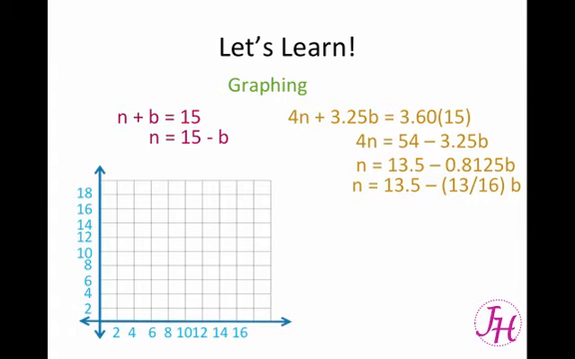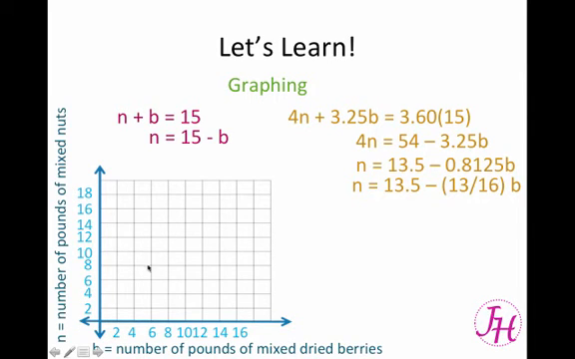So we have our graph, and we're going to use the y-axis as the number of pounds of mixed nuts. So that's going to be our n, and our x-axis is the number of pounds of mixed dried berries. That's our b value. And every line represents 2 pounds. So the first line we can graph, our y-intercept is 15 and our slope is -1. So we go down 1 and to the right 1, down 1 to the right 1, down 1 to the right 1, and so on.